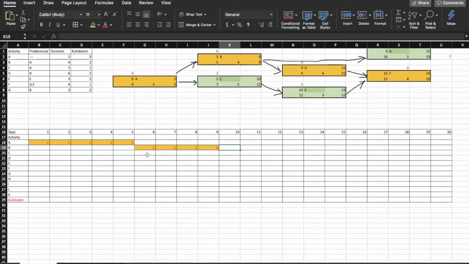For C, we know that C starts right after A, which means we start on the 6th day and we need to highlight 5 cells. And each of those cells with 1 bulldozer.